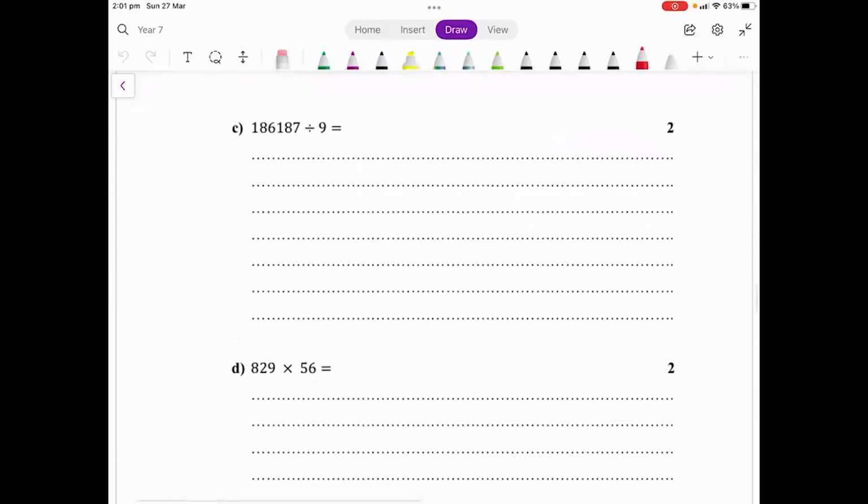Question C is a division, so we write our division algorithm. We do 18 divided by 9, that's 2. 6 divided by 9 is 0, remainder 6. We need to write that 0, so don't forget to write it. Then we do 61 divided by 9, which is 6, remainder 7.